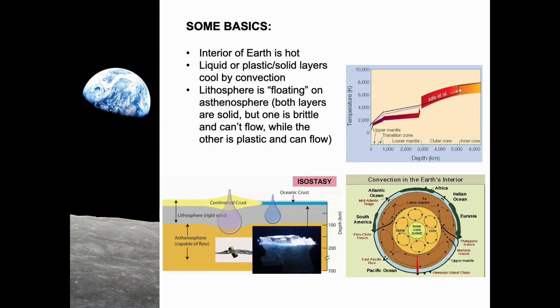So to recap, the interior of the Earth is very, very hot. It has both liquid and plastic solid layers. These cool by convection. We'll touch on this in the next lecture. But the lithosphere is basically floating on the asthenosphere. Both of these layers, again, are solid, but one is brittle and doesn't flow, while the asthenosphere, which is below the lithosphere, does flow, and it deforms plastically.